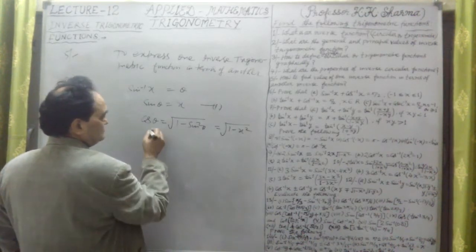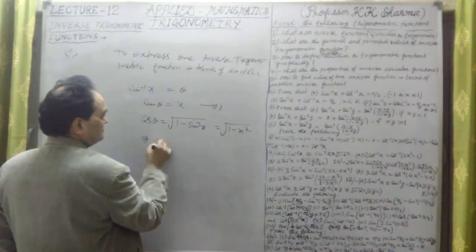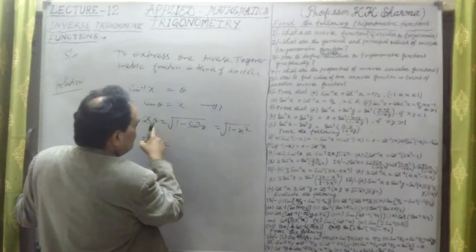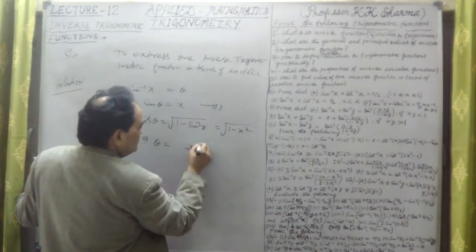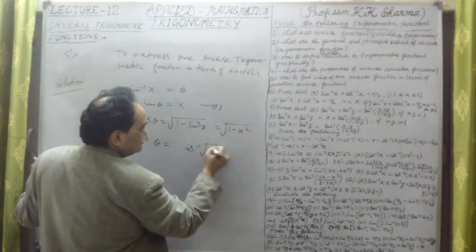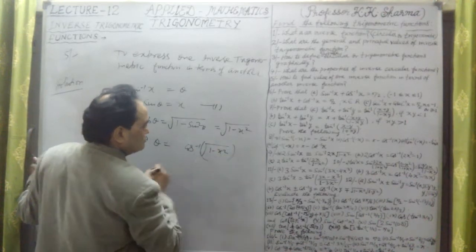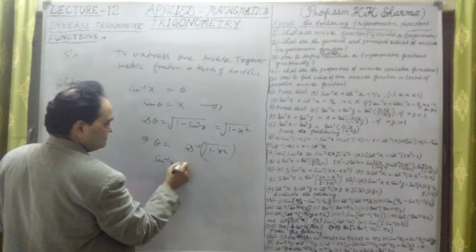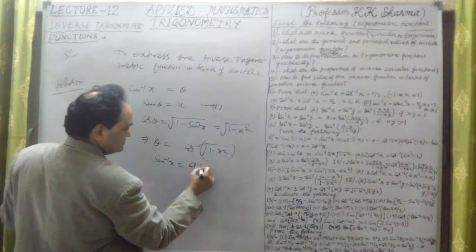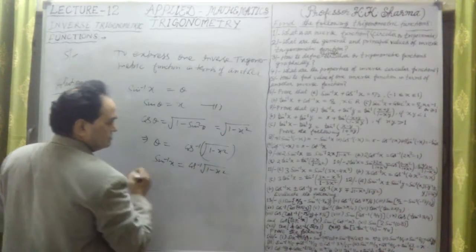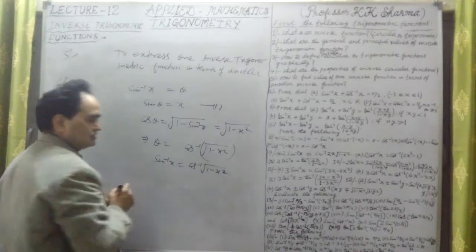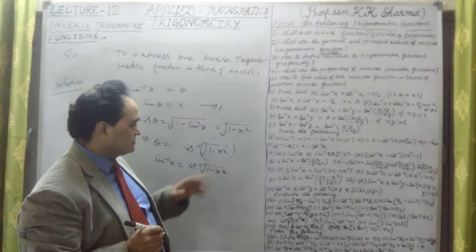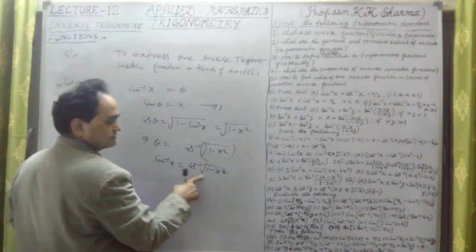So this implies that theta is sine inverse x. Here theta is equal to cos inverse under root 1 minus x square. And theta is sine inverse x. So sine inverse x is expressed in terms of cos inverse and the trigonometric function 1 minus cos square. Okay, this is cos inverse of under root 1 minus x square. This is how sine inverse x is expressed.